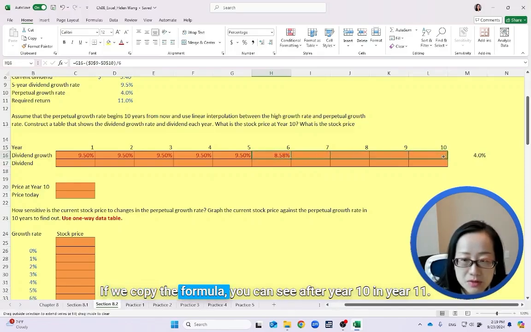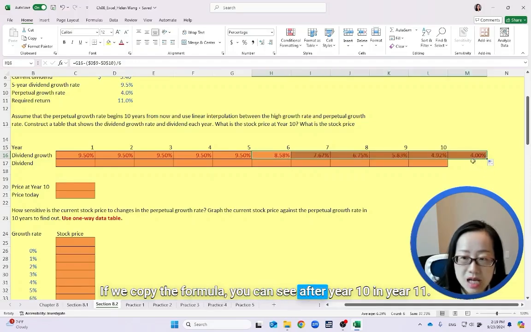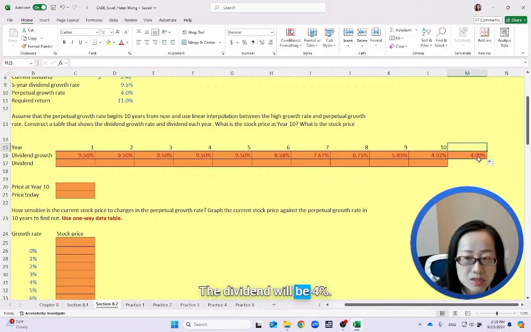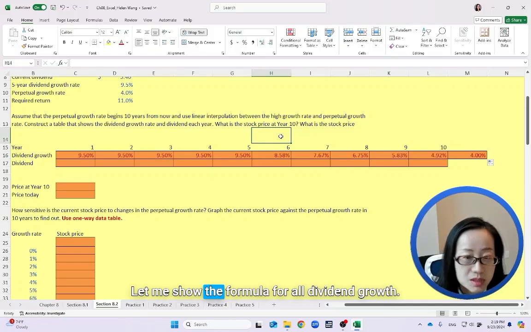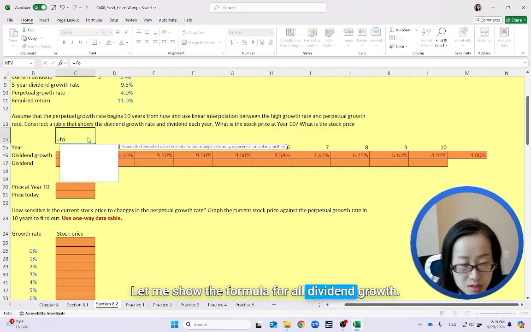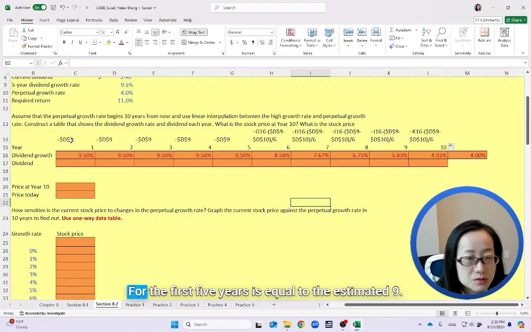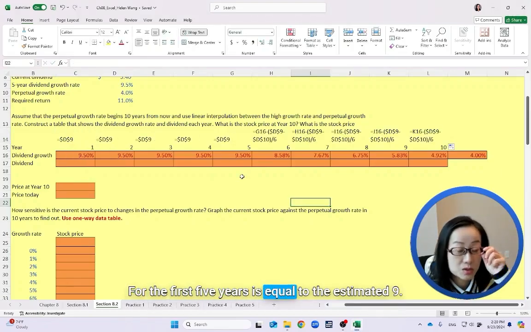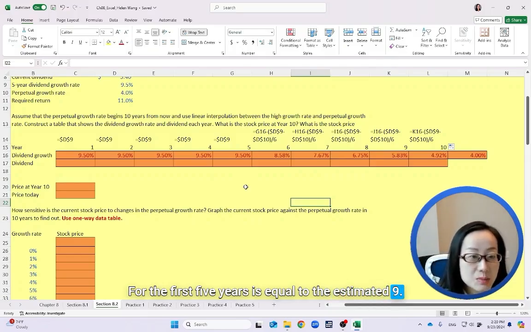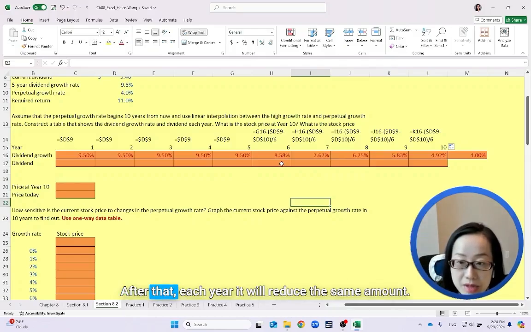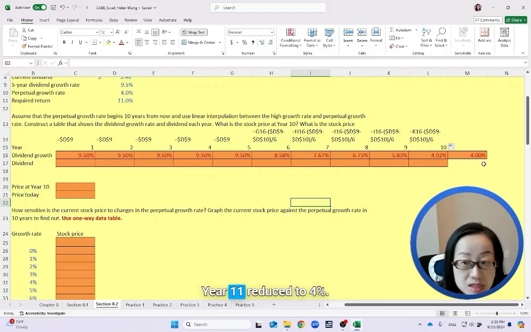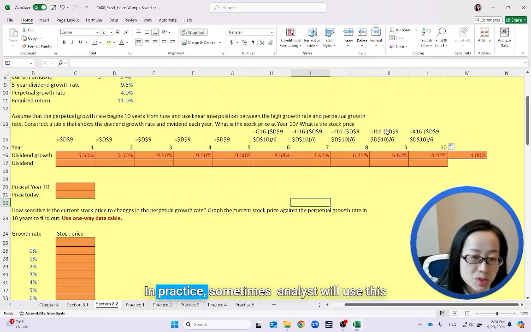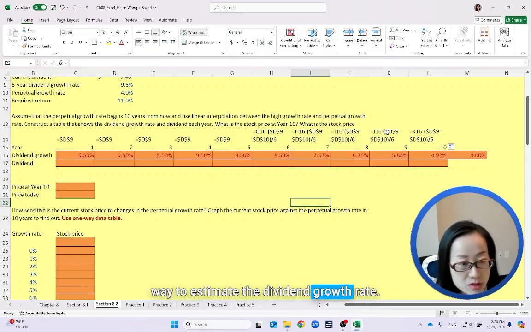If we copy the formula, you can see after year 10, in year 11, the dividend growth will be 4%. Let me show the formula for all dividend growth. For the first 5 years, it is equal to the estimated 9.5%. After that, each year it will reduce by the same amount. Year 11 is reduced to 4%. In practice, sometimes analysts will use this way to estimate the dividend growth rate.